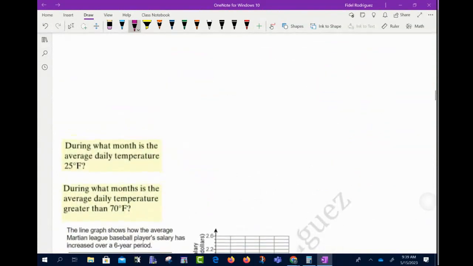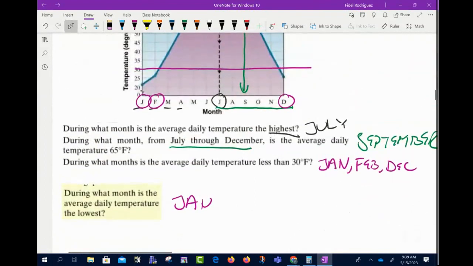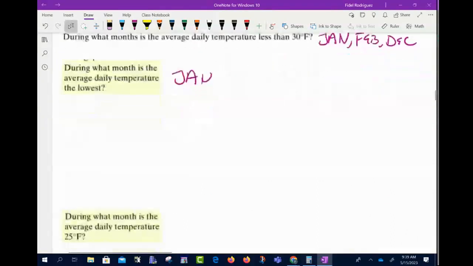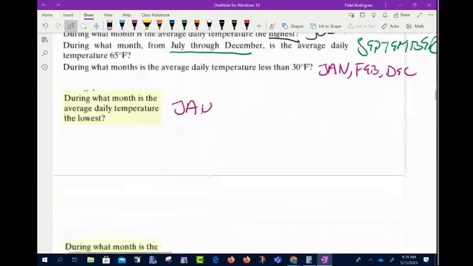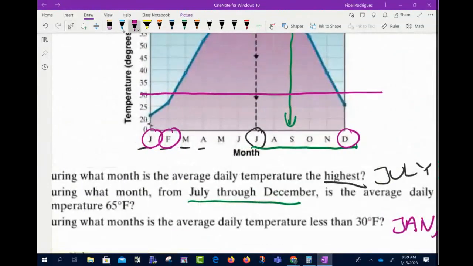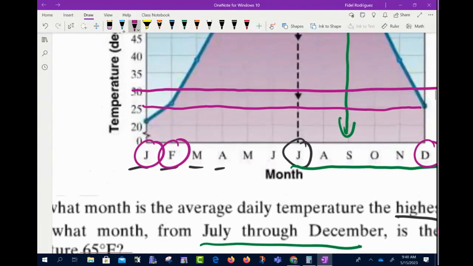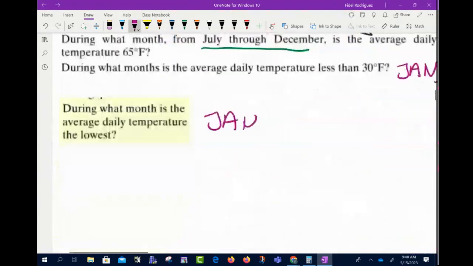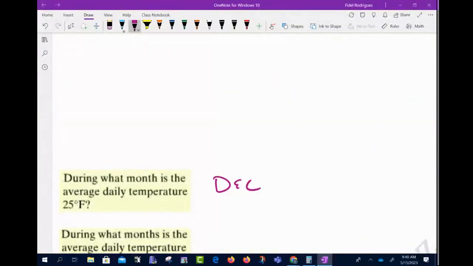Okay, we got two more. During what month is the average daily temperature 25? Let's see, 25 was which one? But let's see. So look, hold on, let's go slowly. During what month is the average daily temperature 25? So look, y'all, if here's 25, but is it 25 in February, or is it a little bit above? In February, it's a little bit above. So wouldn't it really be what? I would say it's probably going to be December.